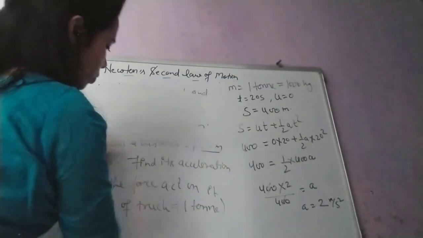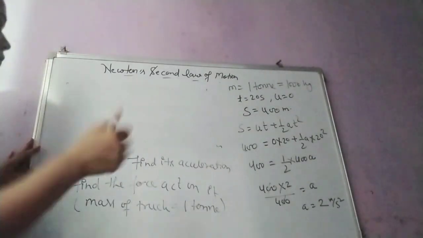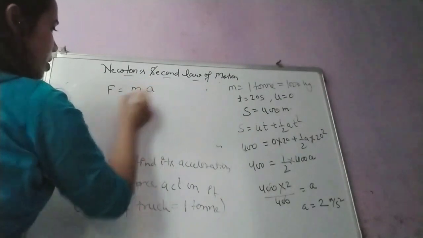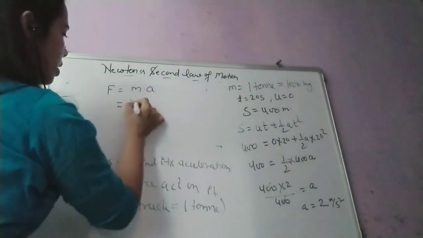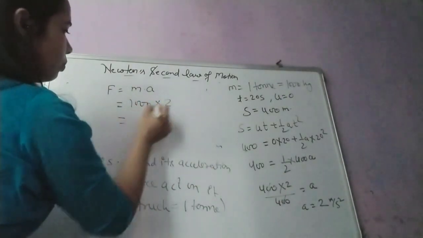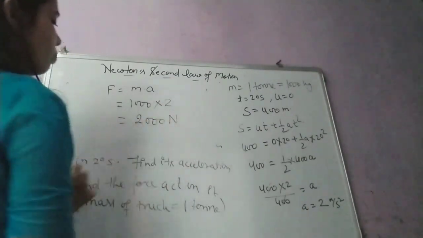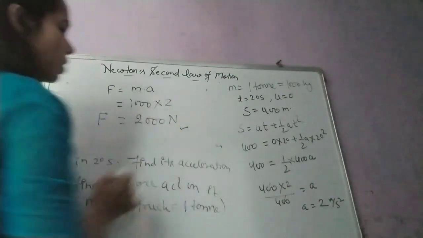Now you have found it, so you can find force. Now it is only easy, just put it in the formula. Force equals mass times acceleration, and mass is how much? Mass is 1 ton, that is 1000 kg. So 1000 into acceleration, which is 2. So now the force is 2000 Newton. So this is the final answer.